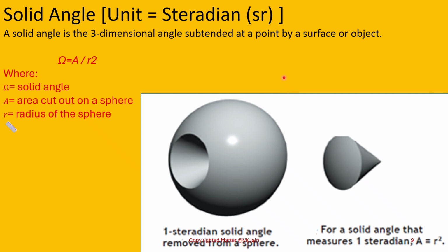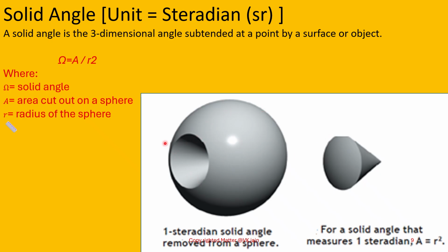Friends, a little of mathematics of 3D geometry. There is something like solid angle, of which the unit is steradian, denoted by sr. A solid angle is the three-dimensional angle subtended at a point by the surface or object.